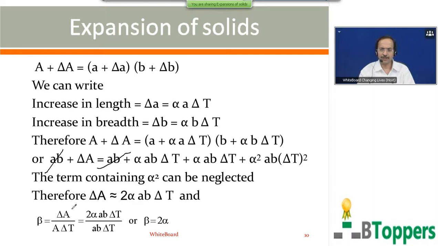And from the definition of beta, the average coefficient of areal expansion, we can write delta A by A delta T. We can substitute delta A equal to 2 alpha a b delta T and original area A equal to a b. So you get beta equal to 2 alpha. Those who want to copy the notes, please take a pause and copy the notes.